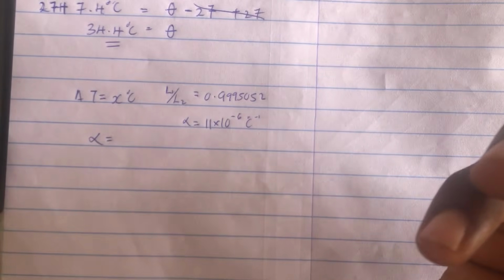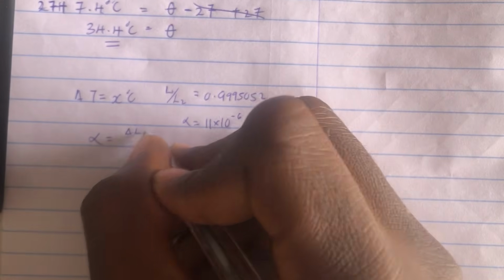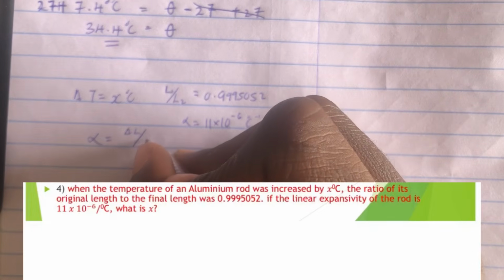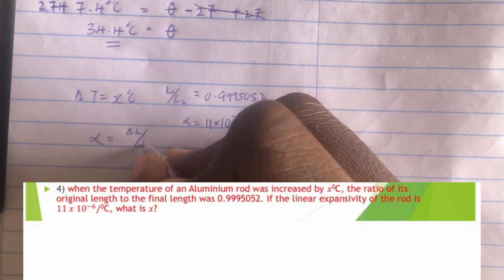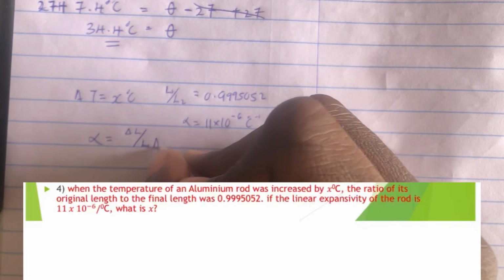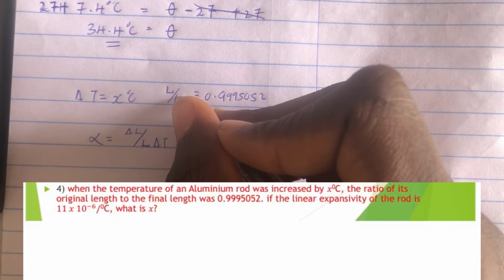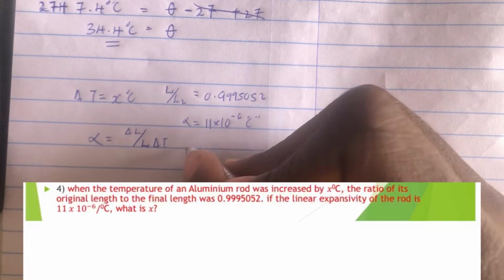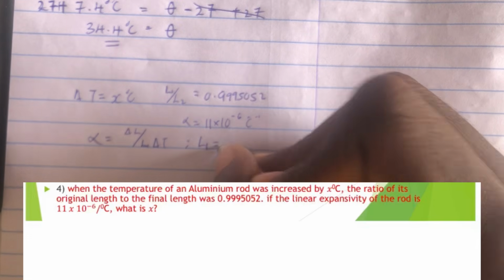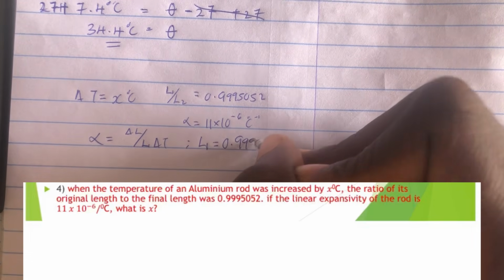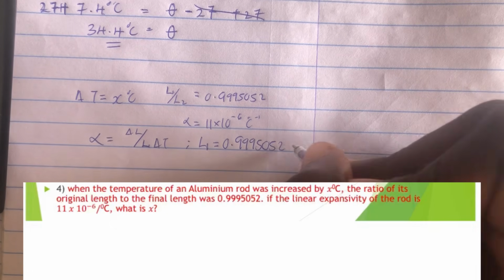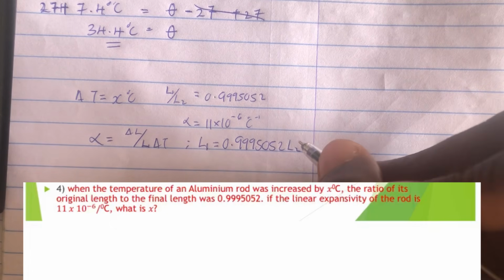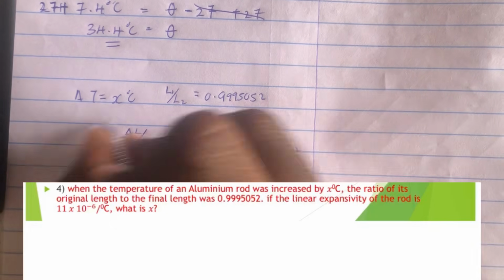So you should know. Just go back to the formula. Linear expansivity is change in length, L2 minus L1, over original length times change in temperature. From the given ratio, you can also say L1 is 0.999505 L2. Understand?